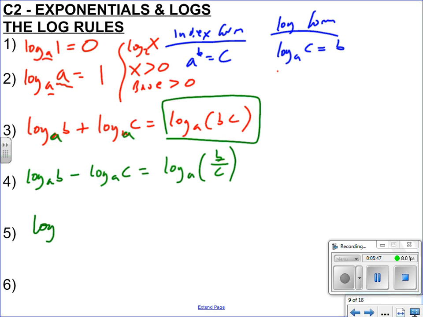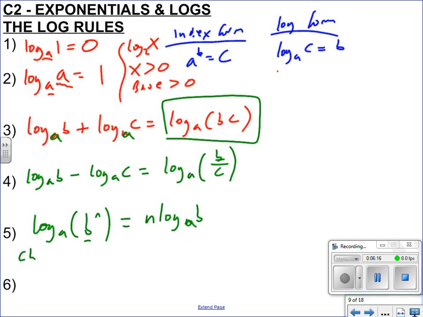If we have log a of b all to the power of n, so it's just b to the n, not log a b to the n, just the b is raised to the power, then the n can come down. So this is your fifth law. You must know all these laws. So stop the tape, write them out, memorize them. You must remember this stuff because we're going to be using it all the time.